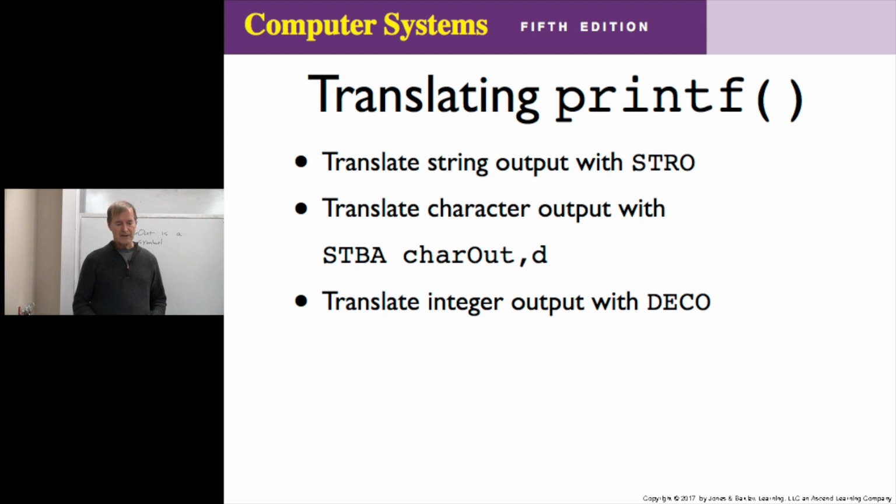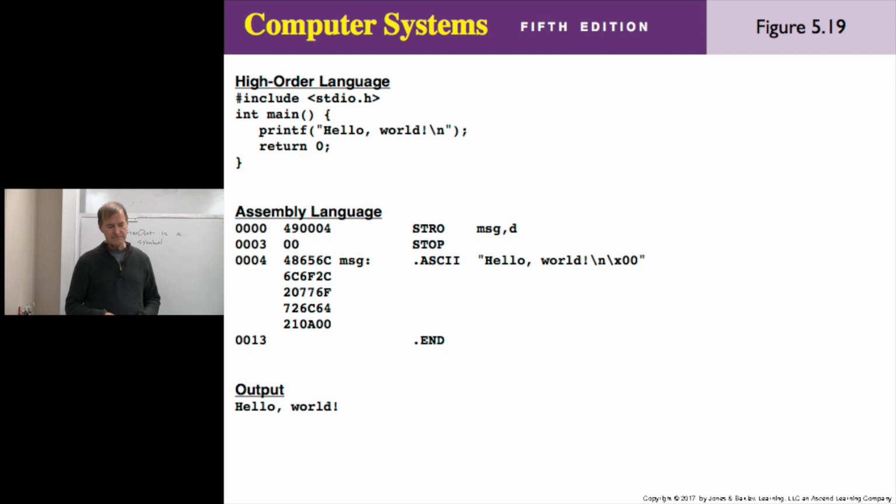Is everybody clear? Okay. And then the way you translate an integer output is with DECO. So here's an example. This just has a string, just to illustrate the compilation process. Here our C program is int main, just printf hello world, backslash n. What is the backslash n? The newline character, and then return 0, and that's it. We're not even going to bother to branch to main because there are no variables in this program. So the way you translate that is with STRO, then message, direct addressing, and then STOP.